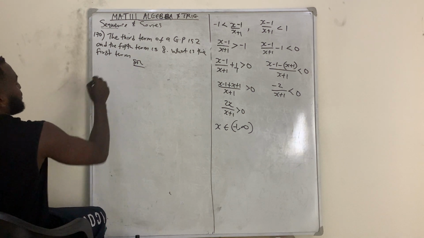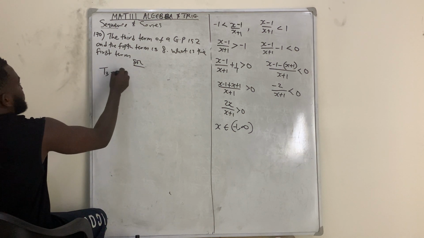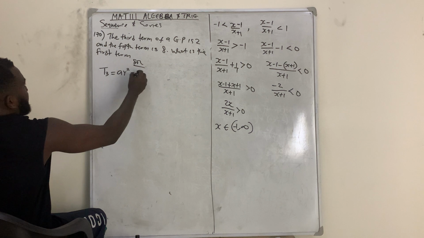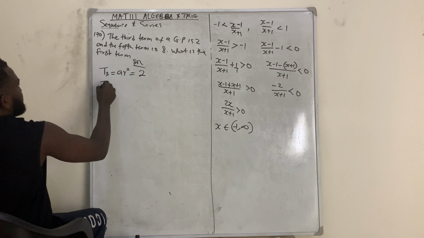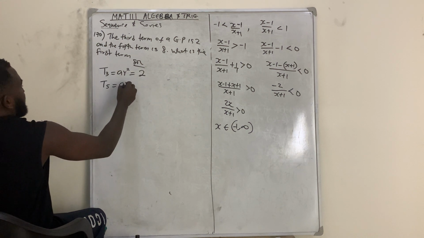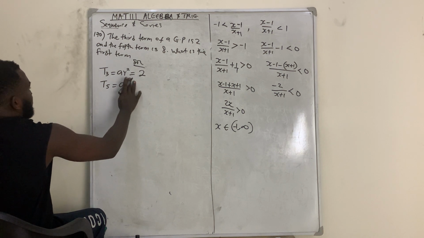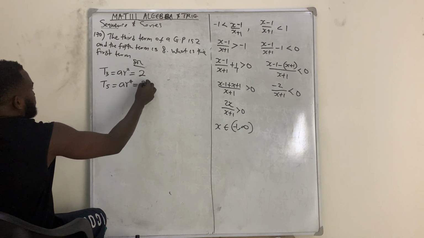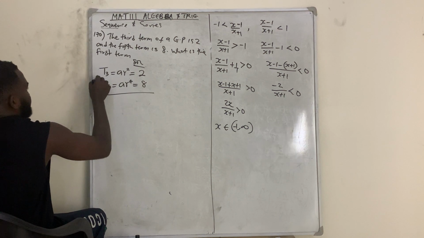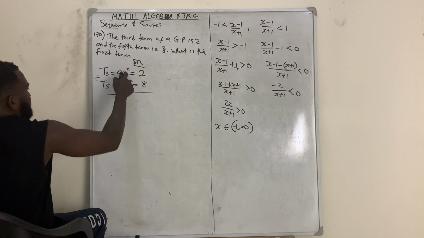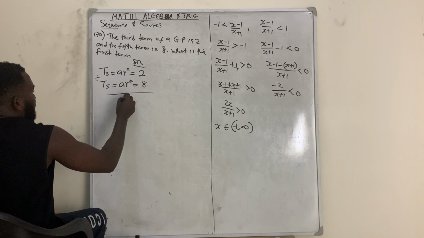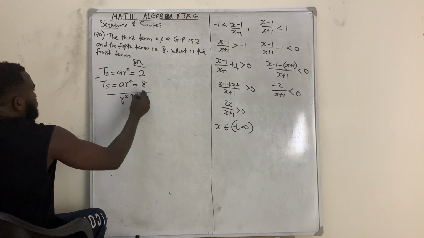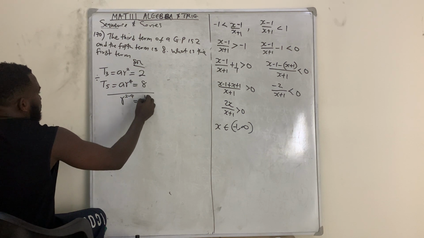The first thing they gave us is the third term, t3, which is a r squared. They said that the third term is 2. Next they gave us the fifth term, t5, which is a r raised to power 4, and they say that is equal to 8. So if I divide this by this, the a is gone, and this minus this will give you r raised to power 2 minus 4, which is equal to what? This divided by this will give you 1 over 4.